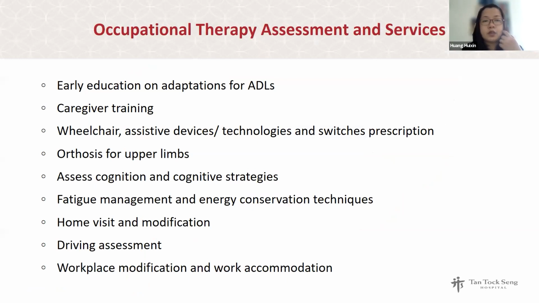So this is just a summary of what we do and what services we provide. We look at early education, adaptation of ADLs, caregiver training, and prescription of equipment. It can be wheelchair, switches, or orthosis for the upper limb. We also look into cognition and different cognitive strategies to help maximize a person's ability to do things. We also look at activity modification to help with fatigue management and energy conservation. We do home visits and look at the environment.